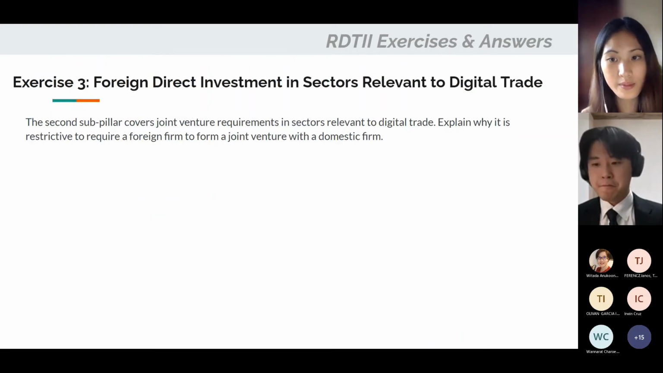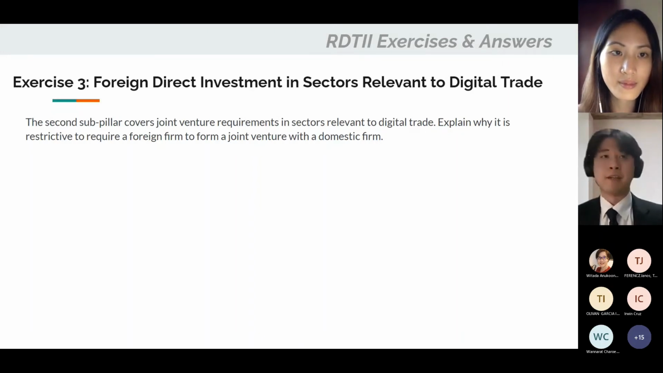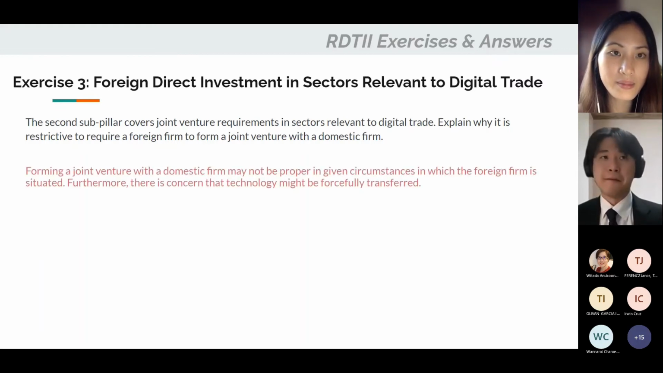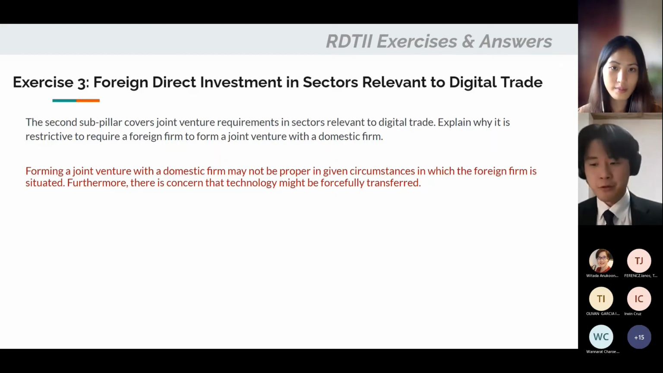And exercise 3 is about foreign direct investment, and it asks about joint venture requirement. And this one actually, everyone who submitted an answer got this one right. Explain why it is restrictive to require a foreign firm to form a joint venture with a domestic firm. So the answer is, forming a joint venture may not be the best solution for every individual circumstance.